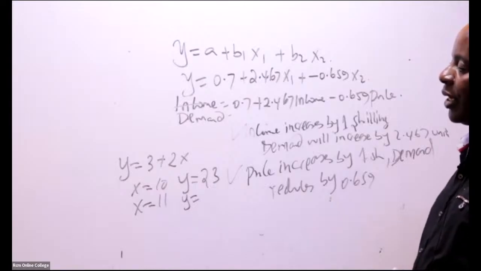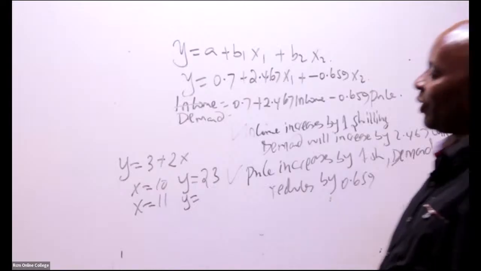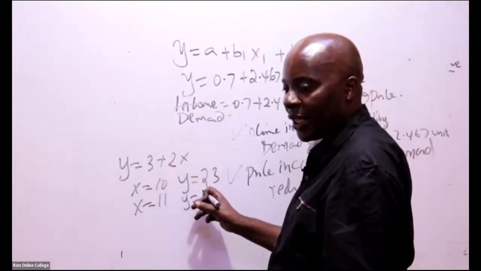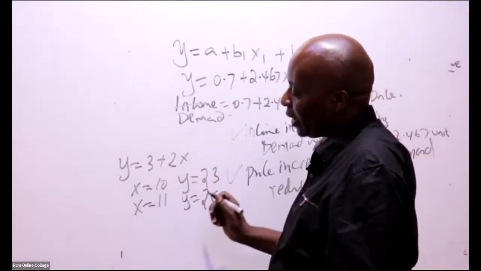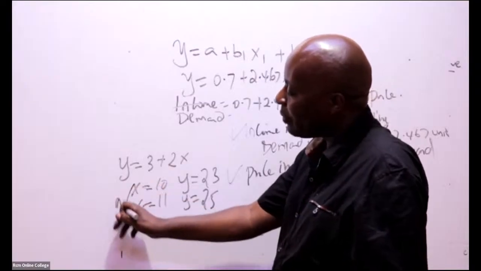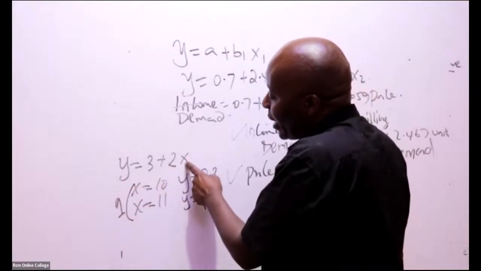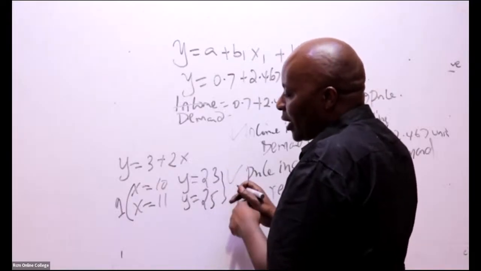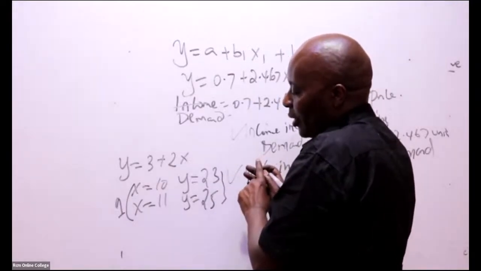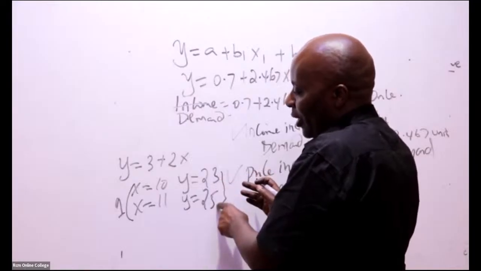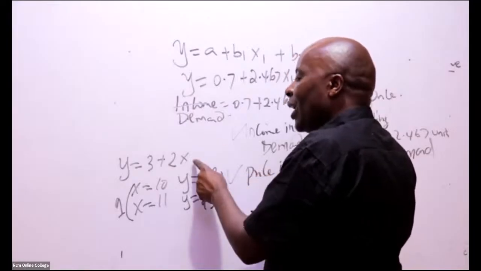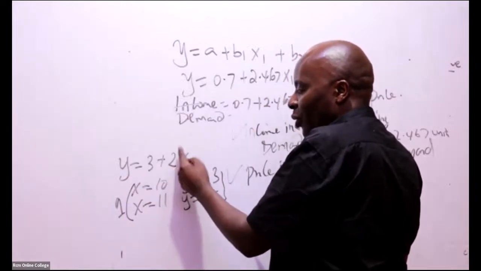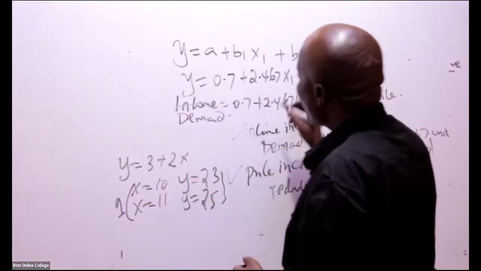If x is 11, this will be 2 times 11, 22, plus 3. This gives me 25. So check this. When x increases by just 1, what has happened with y? y has increased by 2, because 23 to 25. That's how you interpret the gradient. When x goes up by just 1 unit, then y, because of the positive, will increase by 2. That's how you'll also be able to interpret this.